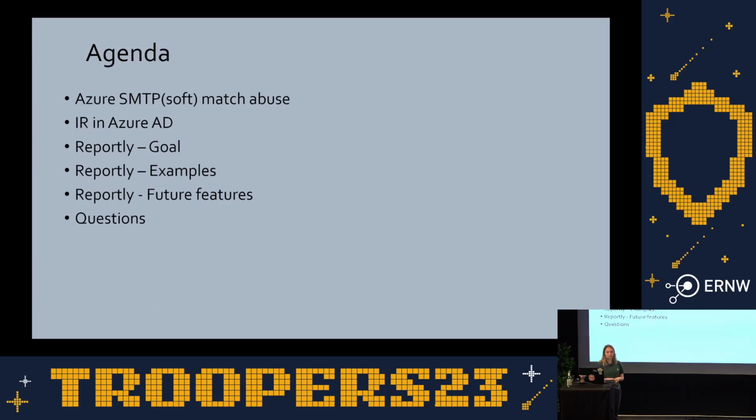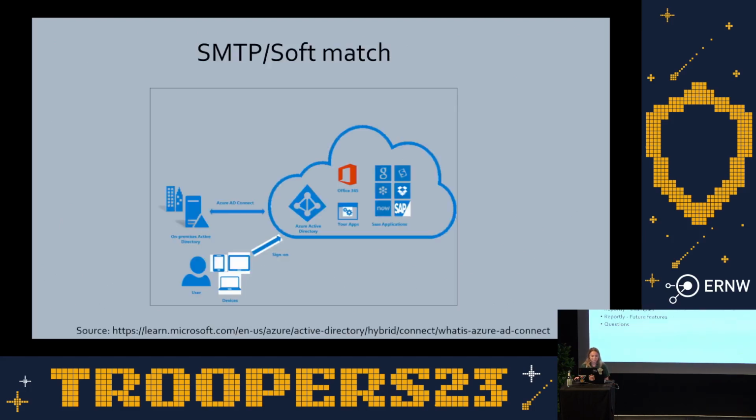So I'll start by talking about an SMTP or soft match abuse that I discovered a year ago. Then we talk about incident response in Azure AD and why it's a bit problematic these days. Later we go to Reportly, we talk about the tool, we see some examples, and we'll try to solve the soft match abuse using one of the reports. Then we talk a bit about the future features of the tool, and hopefully some questions.